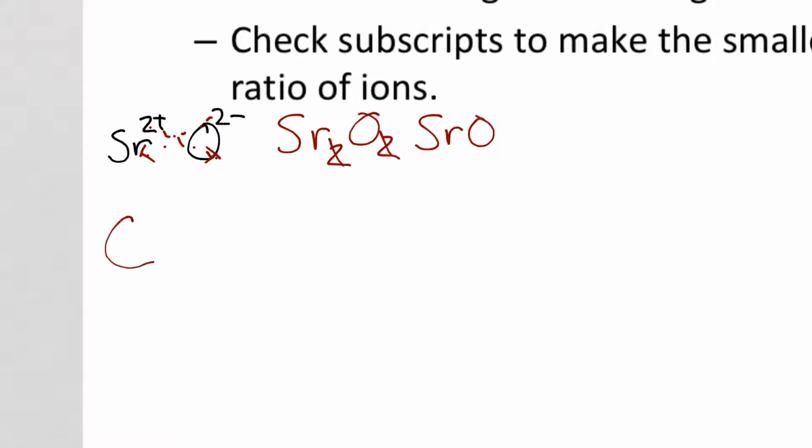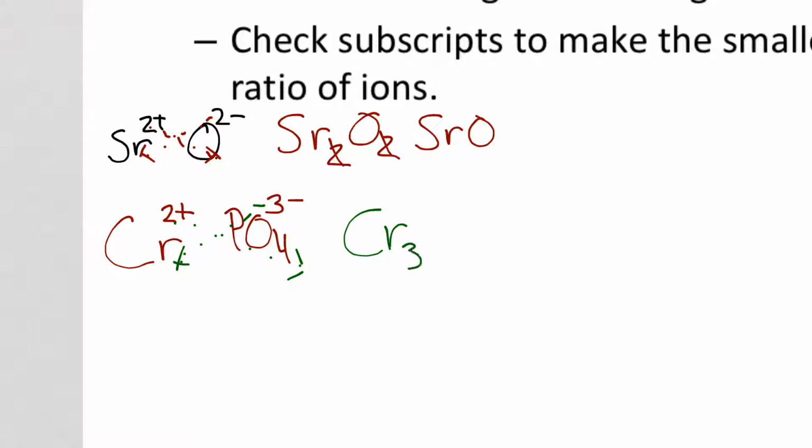Another example would be something like chromium and phosphate. Now phosphate has a 3 minus charge. Chromium in this case has a 2 plus charge. It is a transition metal that can have a varied amount of charges. In this case it's 2 plus. We'll get to how you determine that a little bit later. So again, we cross this down to the subscript. Boom, boom, boom. There we go. And so we'd have 3 chromiums. And then because phosphate is a polyatomic ion, it needs to be put in parentheses in order to have the proper ratios of the ions.